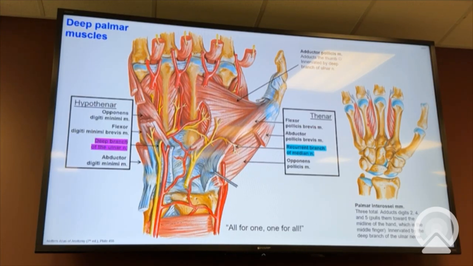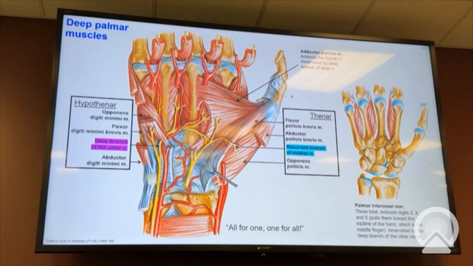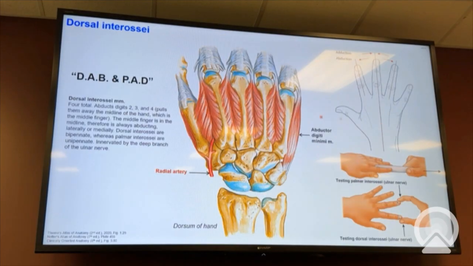So what are these interossei muscles up to? I think it's easiest to think about them all at one time. For the 2 sets of interossei muscles, you have a set on the front, 3 on your palm, the palmar interossei. Then you have 4 on the back side, the dorsal interossei. So what do they do? The memory device for remembering their function is DAB and PAD: dorsal interossei ABduct and palmar interossei ADduct.